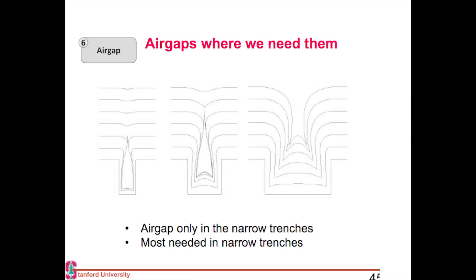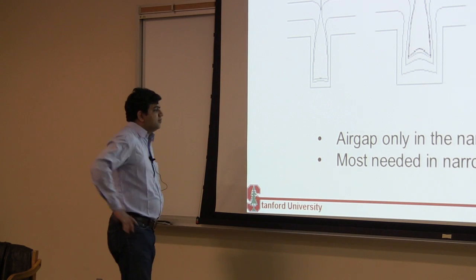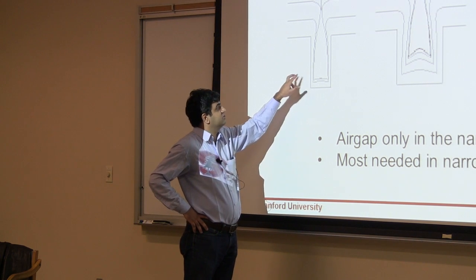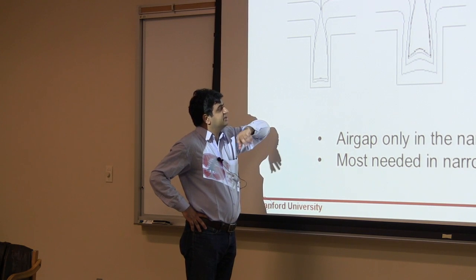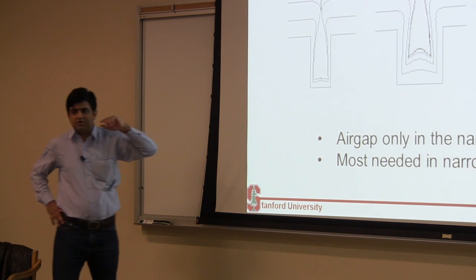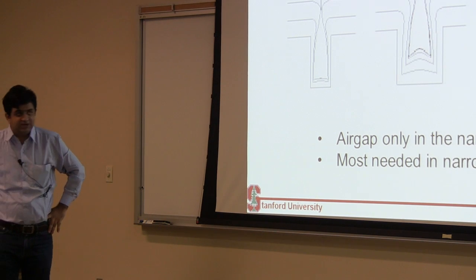This is used by everybody. Another advantage of making air gap this way is that it gives you air gaps where you want them. If you have multiple features with different widths, you'll get an air gap only in the smallest feature. The other features which are big will still give you a fill which fills up the whole structure. So air gap will be formed only in narrow trenches, and in fact that is where we need the air gap the most. If these are two metal lines, the capacitance would be highest where they're closest to each other. So the good thing is that it gives you air gap where you need it, and doesn't give you air gap where you don't need it.